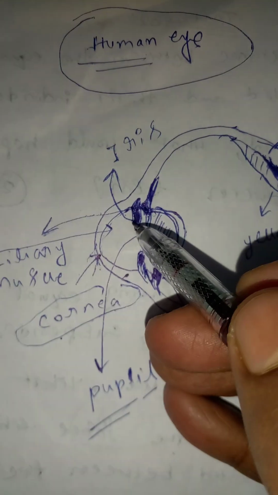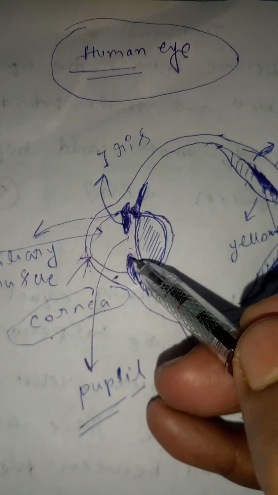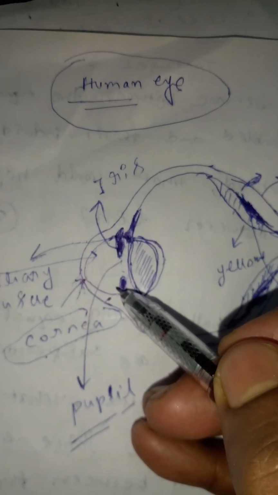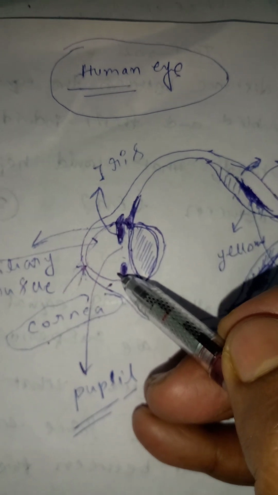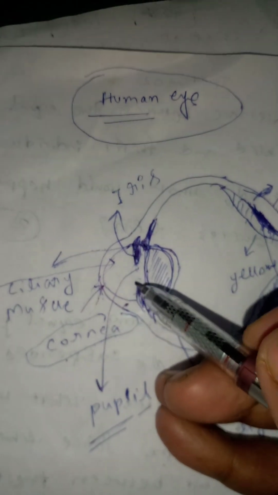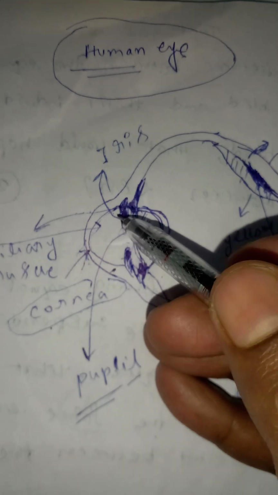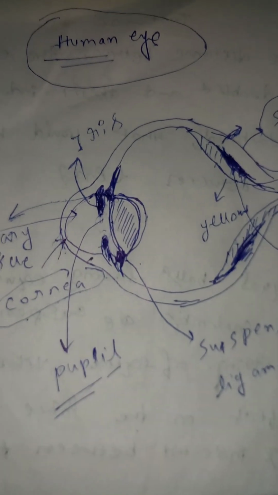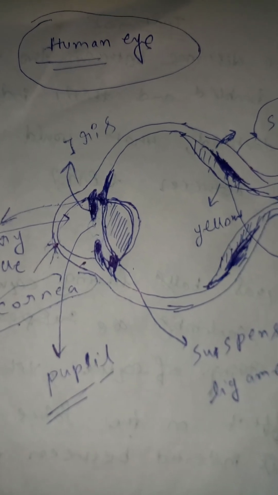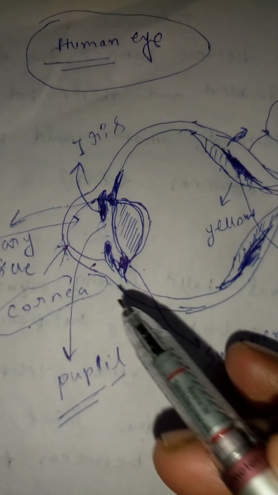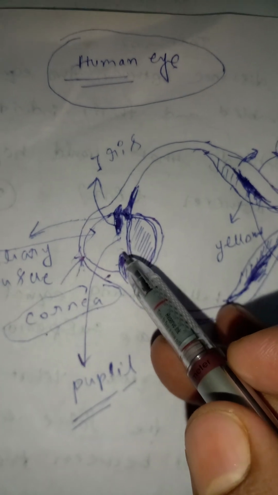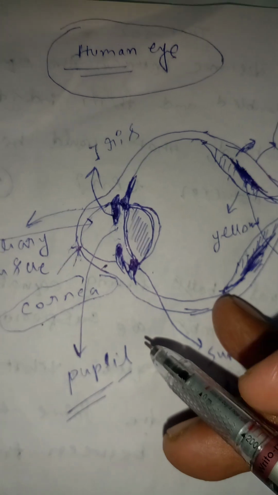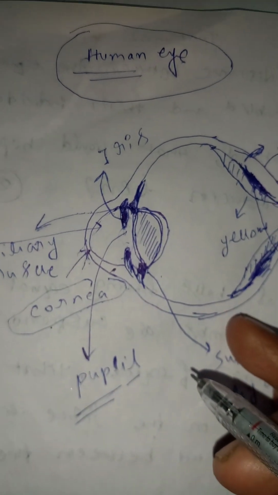And here, these two things will be what? Iris. This opaque circular diaphragm has a small central hole. That small central hole is called pupil, and these two are iris. Now iris has muscular action. It will control the size of the pupil. When the light is brighter, then the pupil size, this gap size, will be smaller. And when the light is dimmer, the size of the pupil will be larger.